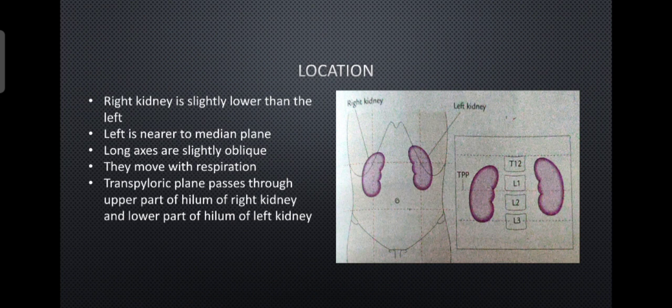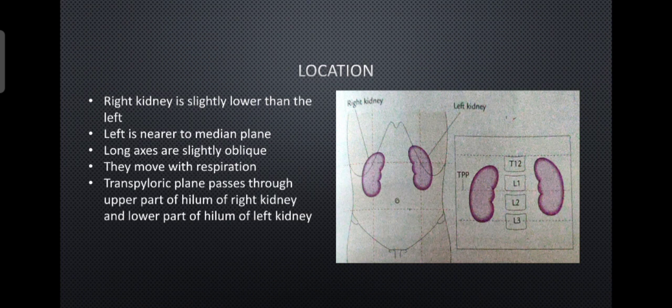As we already said, kidney is located on the posterior abdominal wall, just anterior to that of the posterior abdominal wall. Then there are slight differences between the arrangement of the right and left kidney. We can see that the right kidney is slightly lower than that of the left kidney. Why is it? Because on the right side we have the liver, which is a bigger organ, so it pushes the right kidney slightly downwards.